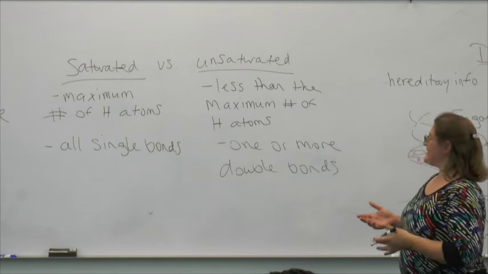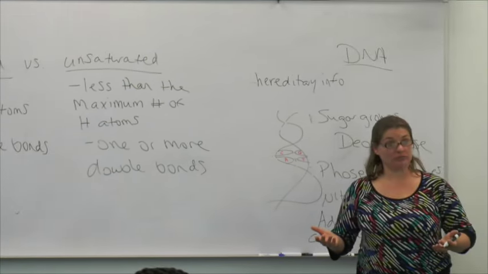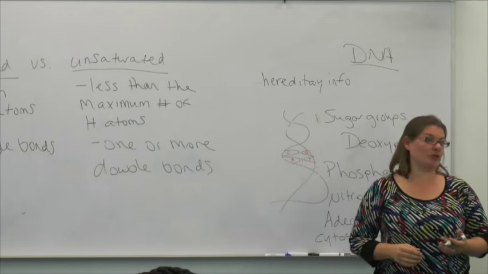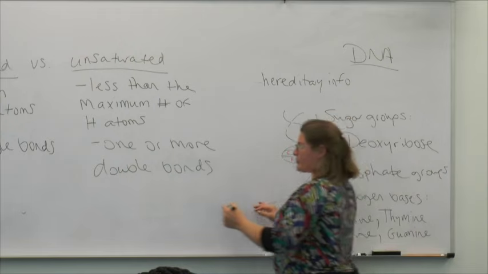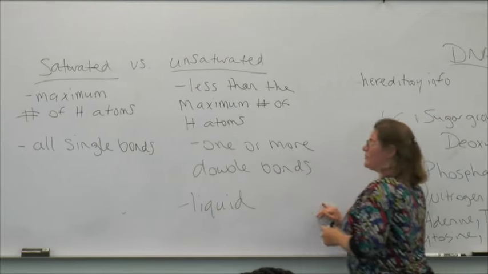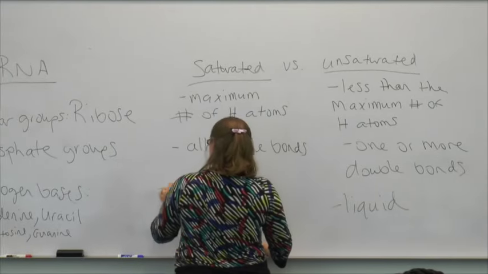But that's not what we see when we look at a fatty substance, right? We only see its consistency at room temperature, okay? So which one of these is a liquid at room temperature? An unsaturated fat. Okay, so liquid at room temperature. Whereas a saturated fat is going to be solid, right? Like a stick of butter.